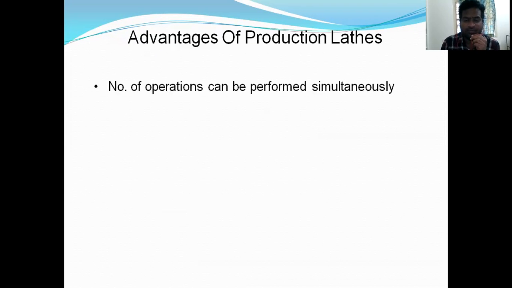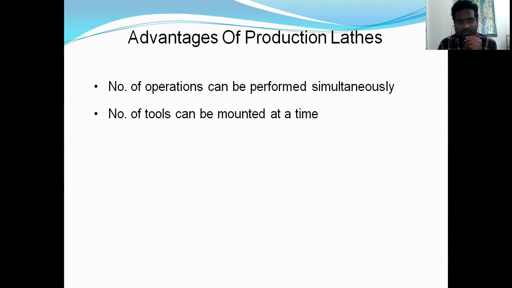The number of operations can be performed simultaneously, as I told you, because it can operate on more than two axes. At the same time it can hold more tools, so it can perform simultaneous operations. Many turrets and tool posts are mounted on the production lathes, so we can hold a number of tools mounted at a time.